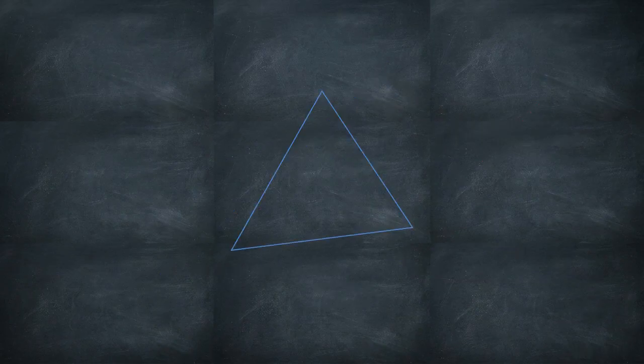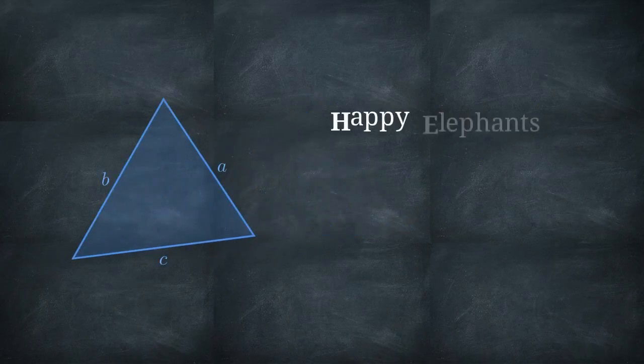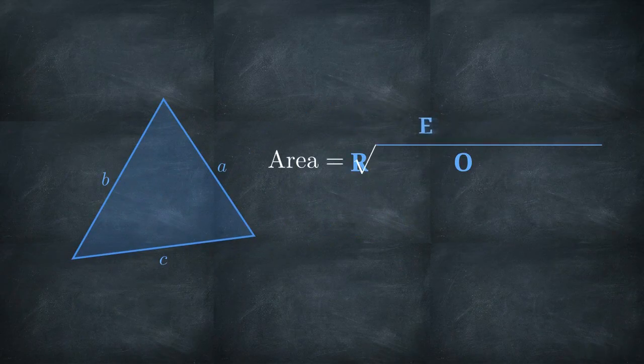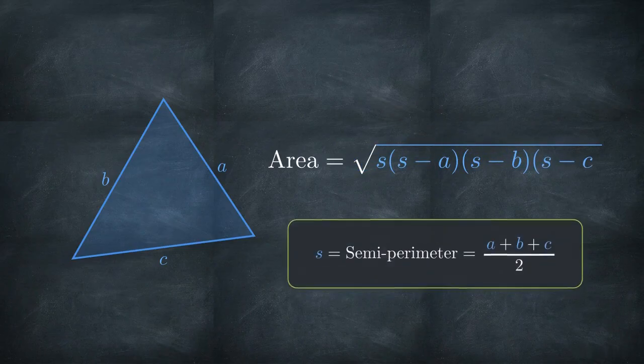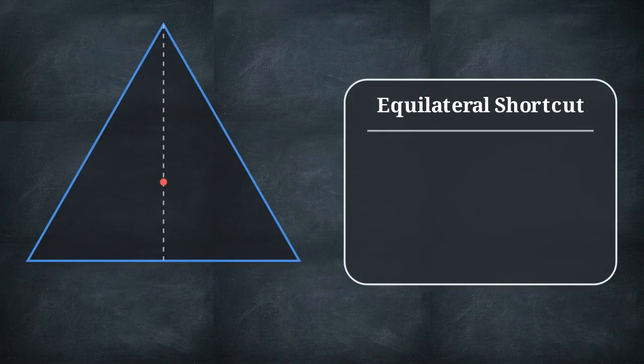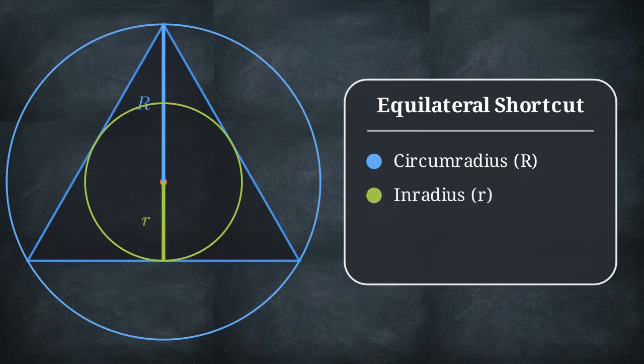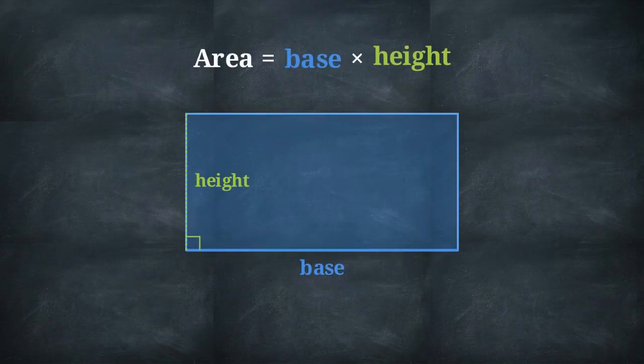If a problem only provides the 3 side lengths, use Heron's formula. You can memorize it using this phrase: happy elephants radiate often nice sweets. That stands for the square root of S times S minus A, S minus B, and S minus C, where S is your semiperimeter. For equilateral triangles, there is an SSC-specific shortcut. If you draw a circle around the outside, the circumradius, and a circle inside, the inradius, their ratio is always exactly 2 to 1.